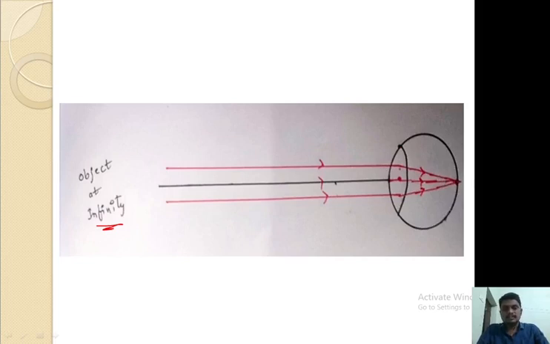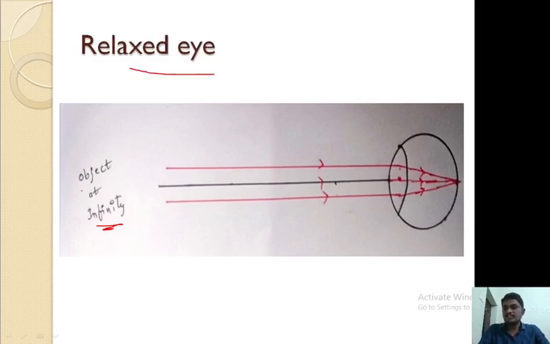Here the ciliary muscles are not doing much work. Now this is said to be a relaxed eye. When you are focusing on an object at infinity, our eyes feel relaxed. Why? Because the strain on the eye is small. Why? Because the ciliary muscles are not doing any work, or not compressing the eye lens.